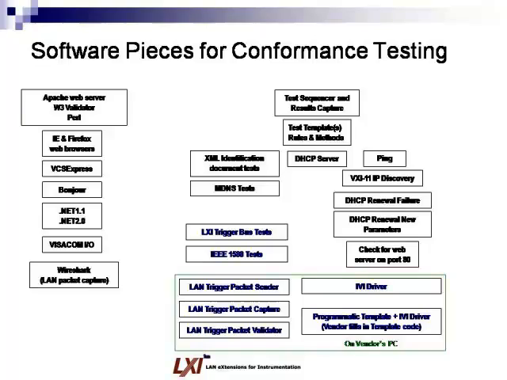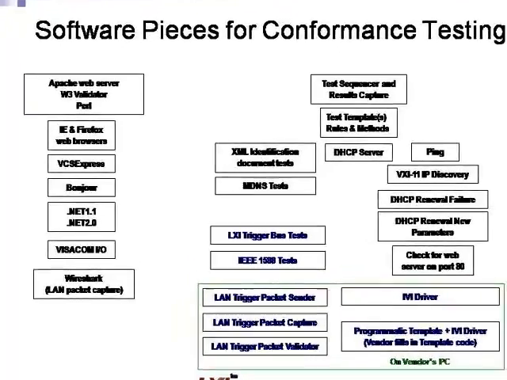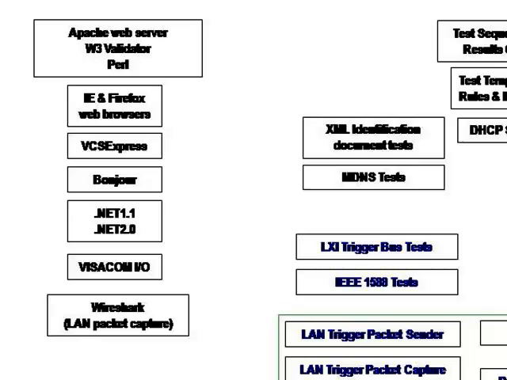Now, if we go to some of the software pieces, how they relate, the items over here include an Apache web server, the W3 validator, and Perl. That's for validating the web pages. If you're doing in-house testing, you can probably live without the web server and the validator code, but you can't live without Perl.